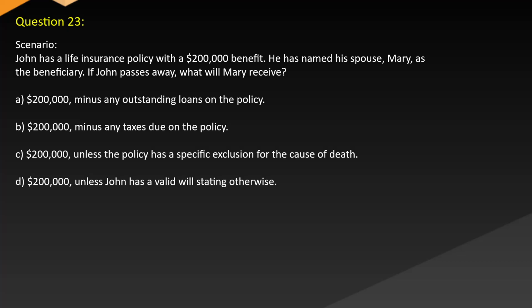Question 23. Scenario: John has a life insurance policy with a $200,000 benefit. He has named his spouse Mary as the beneficiary. If John passes away, will Mary receive A. $200,000 minus any outstanding loans on the policy? B. $200,000 minus any taxes due on the policy? C. $200,000 unless the policy has a specific exclusion for the cause of death? D. $200,000 unless John has a valid will stating otherwise.